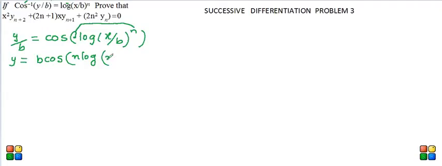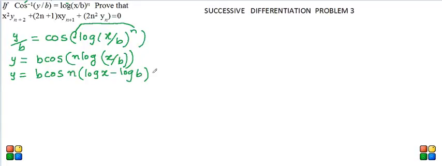Okay, so let me write again the same thing first, and afterwards I will simplify this. That is, y is now b cos, n is common, log a by b is log a minus log b, so it is log x minus log b. So now this y is in the simplest form, and this can be treated as equation 1.